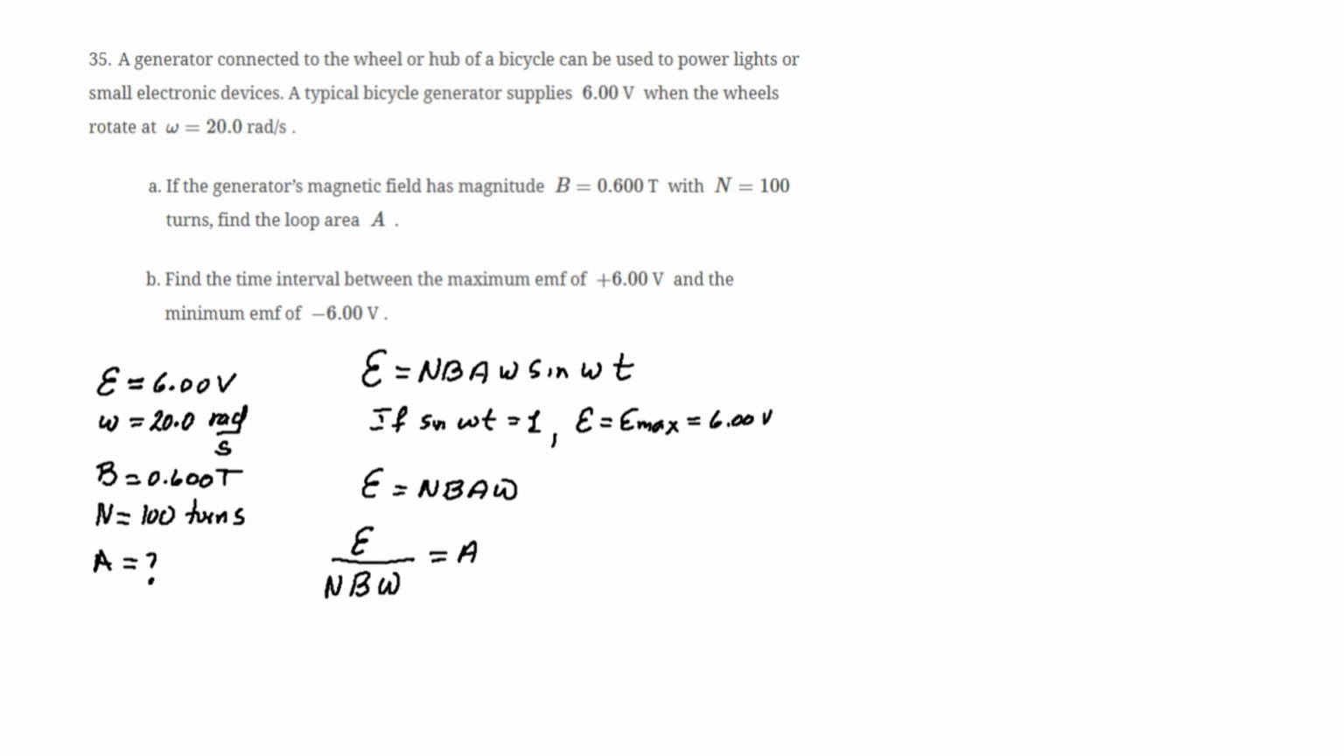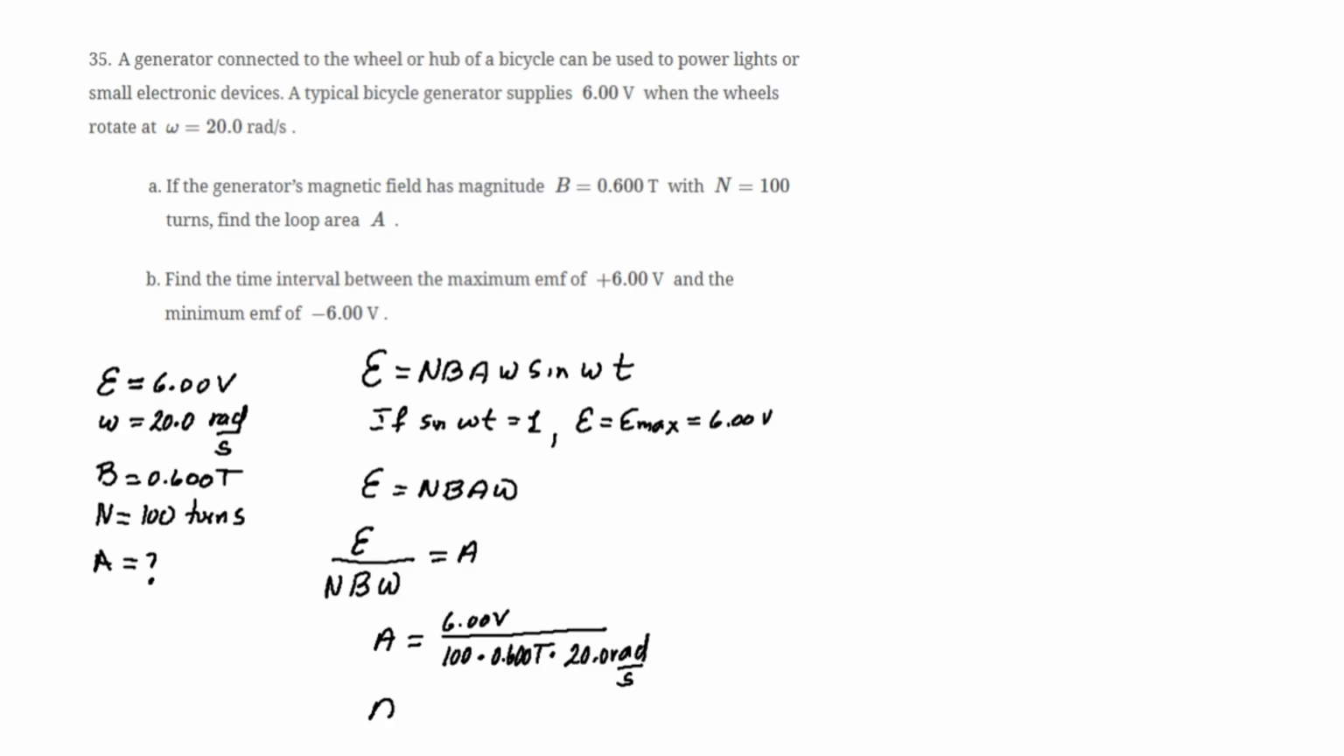So the area would be 6 volts divided by, we have 100 turns times 0.600 Teslas times 20 radians per second.